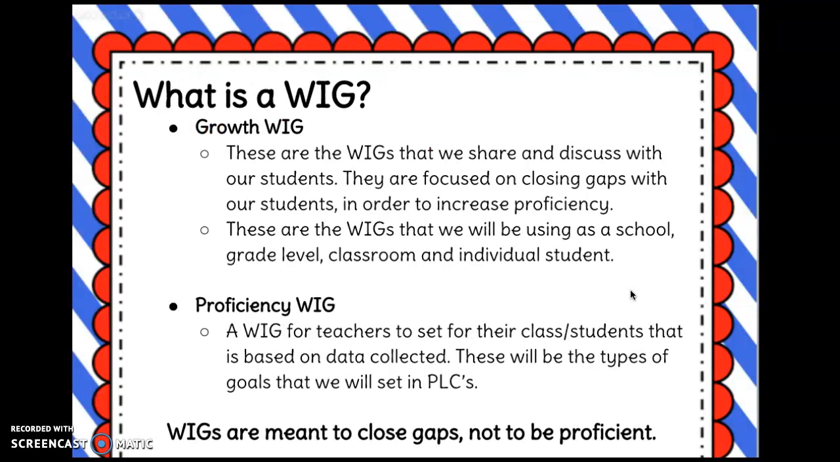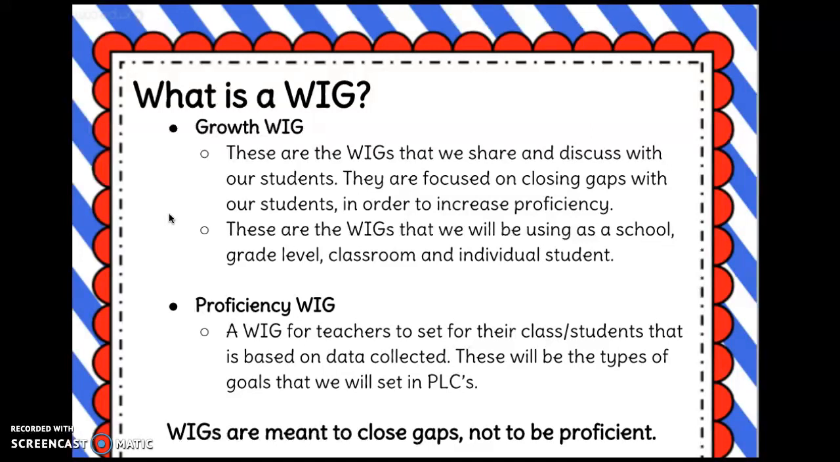So going along with WIG, there are two different types of WIGs, a growth WIG and a proficiency WIG. And I found that this was important to share with you because we're doing things a little bit different this year than what we did last year. So we are focusing on a growth WIG. These are the WIGs that we share and discuss with our students, and they're focused on closing the gaps. And these are also going to be the ones that we use as a school, as a grade level, in our classrooms, and then for our individual kids in our classrooms.